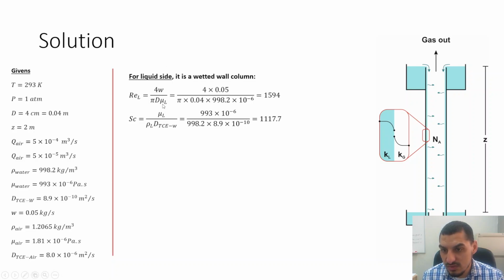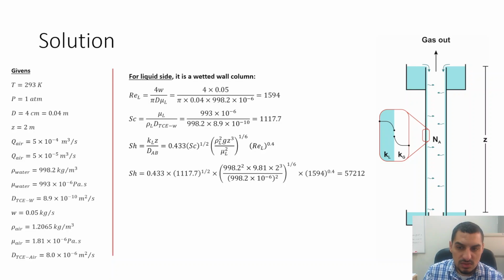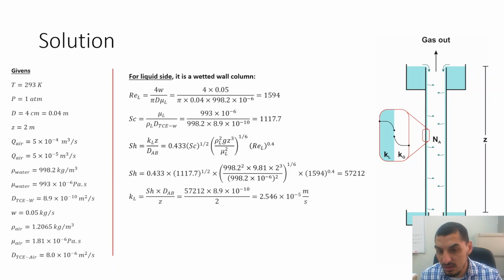So we have here the viscosity of the liquid, the diffusion coefficient in the liquid phase, the density of the liquid, and of course the mass flow rate is for the liquid. So this is important. By substituting in the equation with the parameters, making sure that all the parameters are okay, you get the value of the Sherwood number as 57,212. From the relation, Sherwood is kZ over D, so you'll get a value of kL, which is 2.54 times 10 to the power minus 5 meters per second.